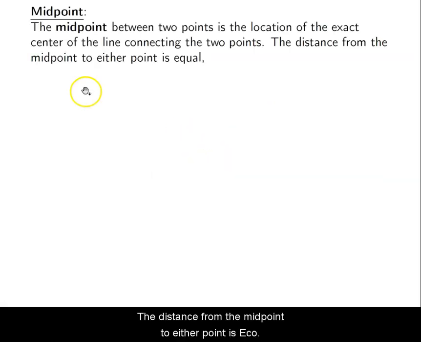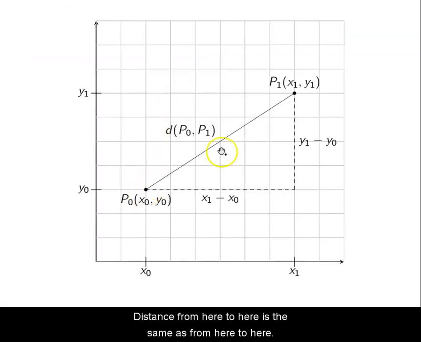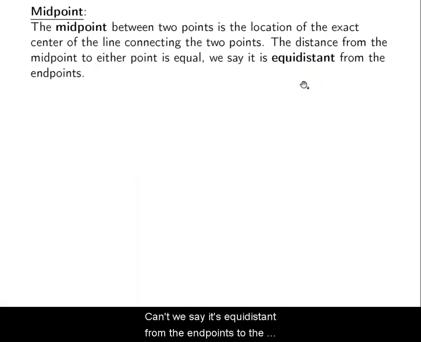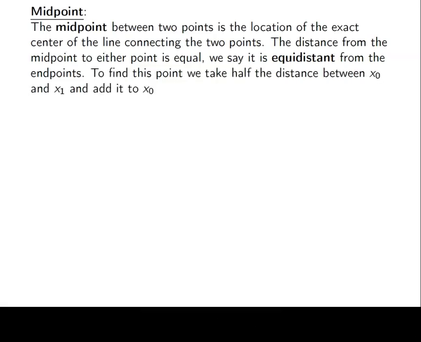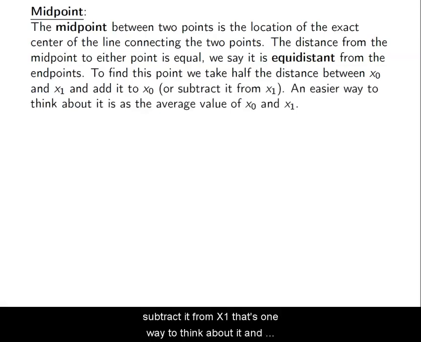The distance from the midpoint to either point is equal. Again, the distance from here to here is the same as from here to here. Okay, we say it's equidistant from the endpoints. So the midpoint is the same distance from itself to P1 as it is from itself to P0, right? So to find this point, we take half the distance between the x0 and the x1 value, and we add that to x0, or we can subtract it from x1. That's one way to think about it.